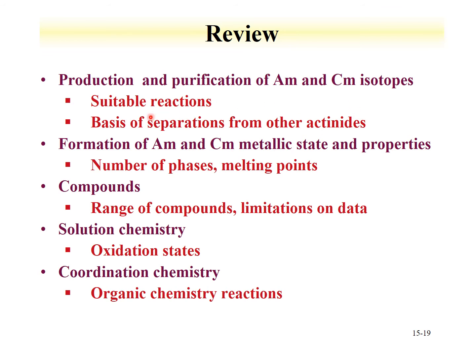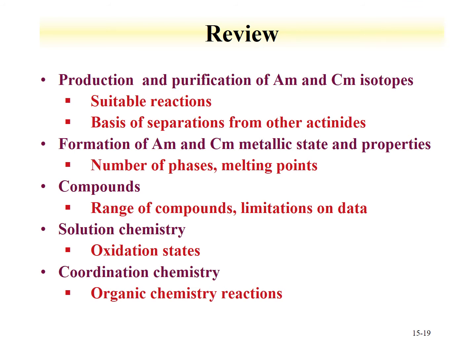Also, some information about the metallic state, the different phases. Fundamentally, the americium and curium metallic states are less complicated compared to the plutonium state. So the role of the f electron seems to be decreasing, resulting in fewer phase formations. There is a minimal range of compounds of both americium and curium produced. There's some limitation on the data, and for the actinides, this represents a very interesting boundary for doing experimental studies.